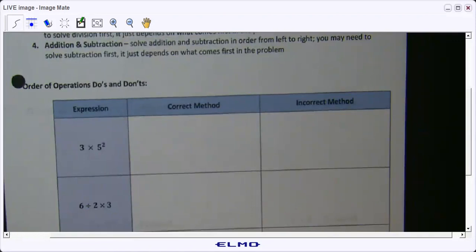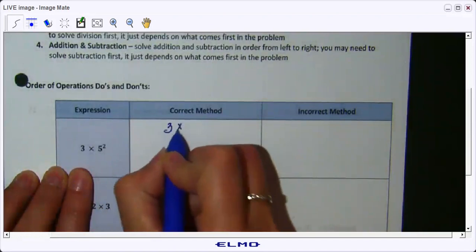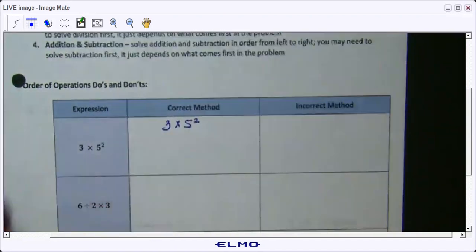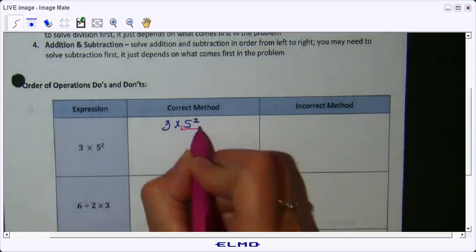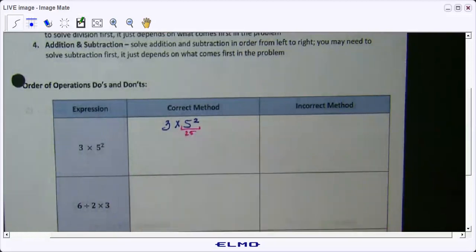I'm going to show you step by step how I want you to solve these problems, and then maybe some simplified ways for those of you who get it. The first thing you're going to do is write out the expression 3 times 5 squared. And we need to solve this in the correct order. So according to our order of operations, we do parentheses first, but there's no parentheses. So then we move on to exponents. So we have to do our exponents. So 5 squared is our exponent. So we have to solve that before we can do anything else, and that is 25.